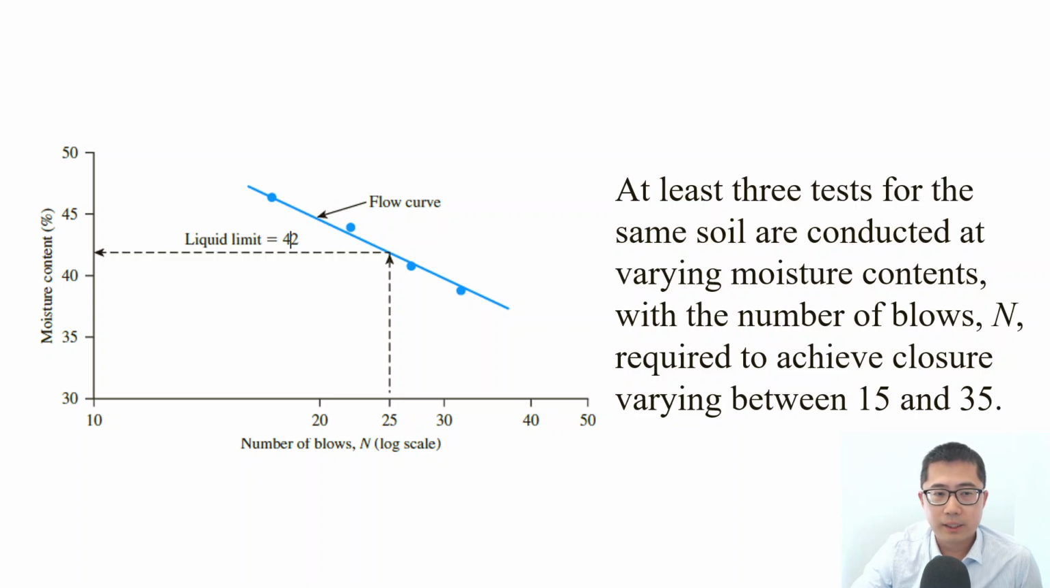Again, we talked about it's pretty hard to get that number to be exactly 25 in just one trial. So in reality, we do multiple tests, we do a best fit, and we try to find that 25 blows and then find the corresponding moisture content.